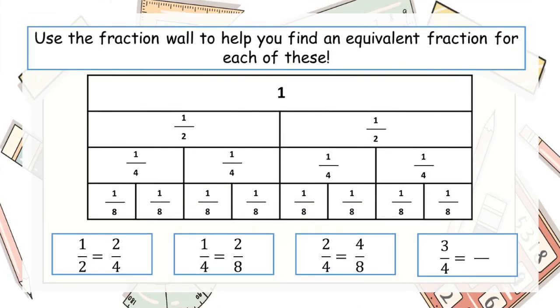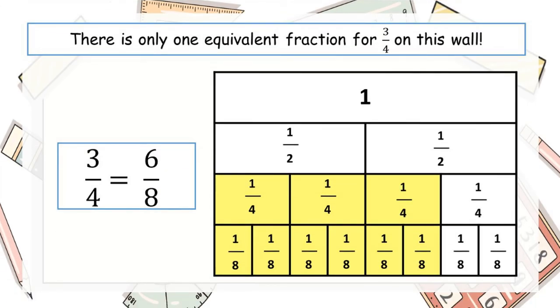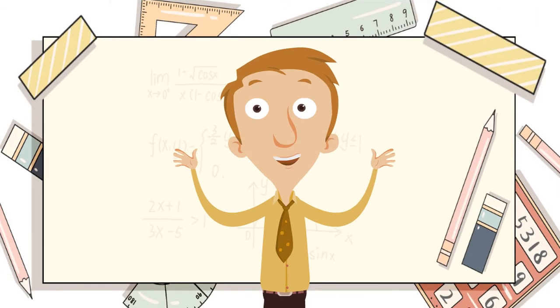And the final question, 3/4. What is that equal to? Well, if we count up 1, 2, 3/4 and we look down to the eighths, we'll see that it is equal in value to 6/8. So 3/4 is equal to 6/8. So there's our answers for all of them.